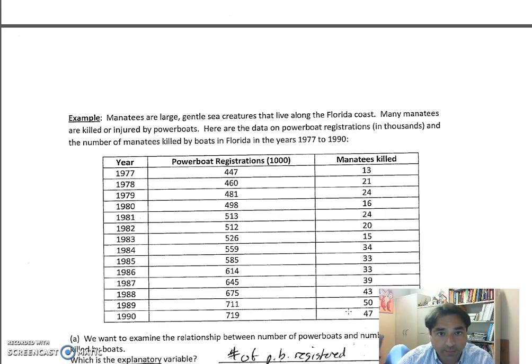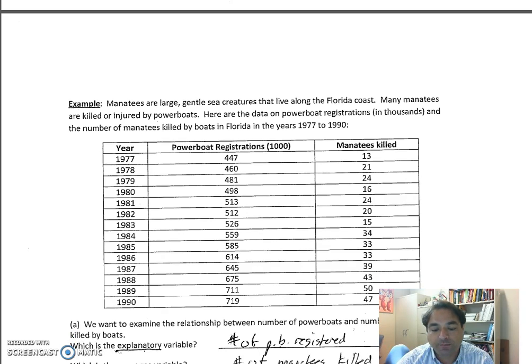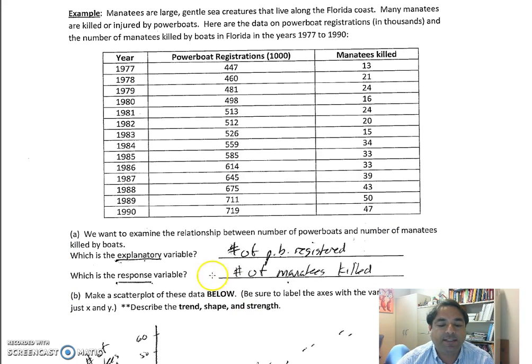But step 1. Before we get started, we don't touch our calculator. Step 1, we need to determine if it's an explanatory response relationship and which one's which. If we look ahead, we're deciding that the explanatory variable is the number of powerboats registered. This would be our x.